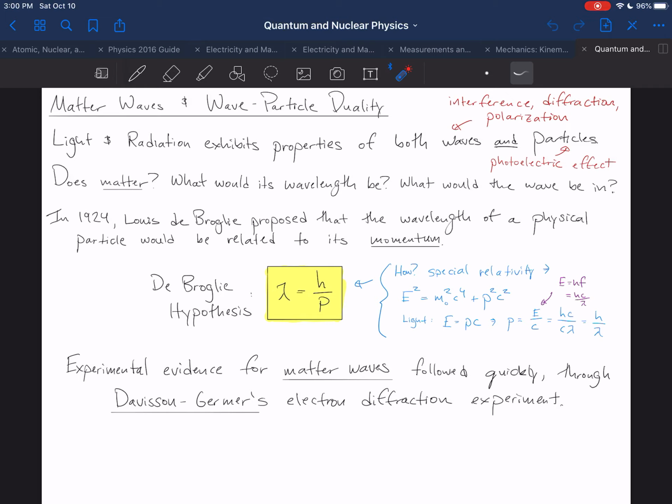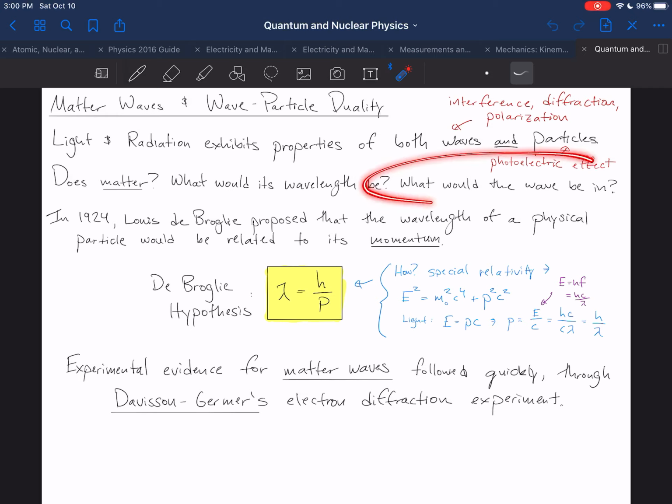And so that raised the question at the time: does matter as well exhibit properties of both waves and particles? It's worth noting this is not an obvious follow-up question, but it was in fact followed up on, and as it turns out, it's going to be quite relevant here, because the answer is yes. But if the answer is yes, then what would the wavelength of a matter particle be? What would the wavelength of a matter wave be?